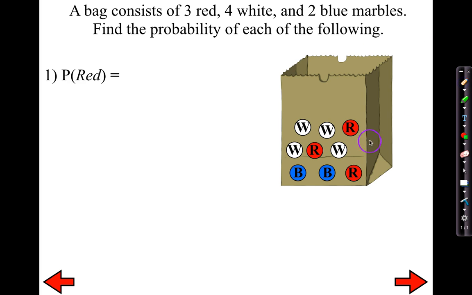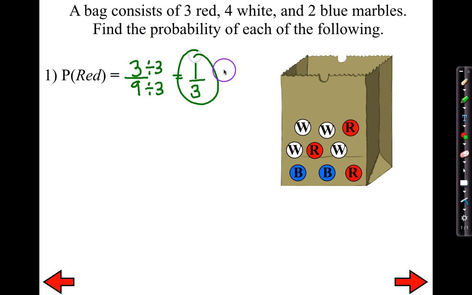Well, let's see. How many reds are there? 1, 2, 3. So there's going to be 3, but out of a total of how many? Let's count. 1, 2, 3, 4, 5, 6, 7, 8, 9. So it's going to be 3 out of 9. We can definitely reduce that. You need to reduce whenever possible. If you put 3 9s on your homework, you will get it wrong. So please make sure to reduce your answer completely.